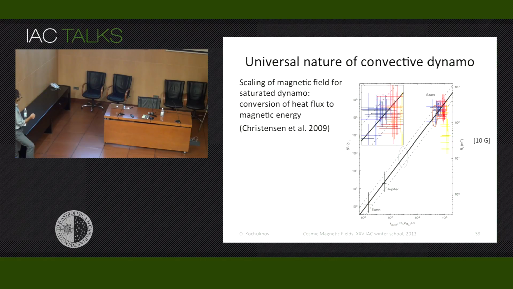So then in a log-log plot of field strength versus some stellar parameter, there is this linear relation. And if one plots the measured magnetic field of Earth, Jupiter, and then the stars which have saturated dynamos, so stars rotating fast enough, they nicely fall on this line over many orders of magnitude. And this also predicts then a strength of several hundred Gauss for brown dwarfs.